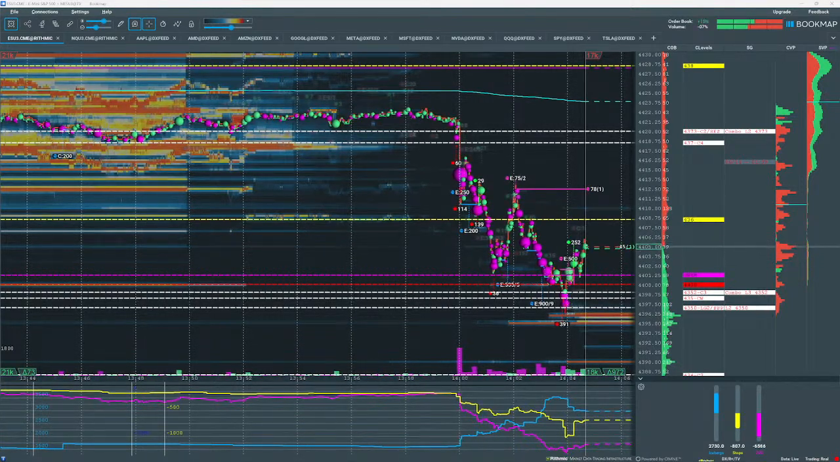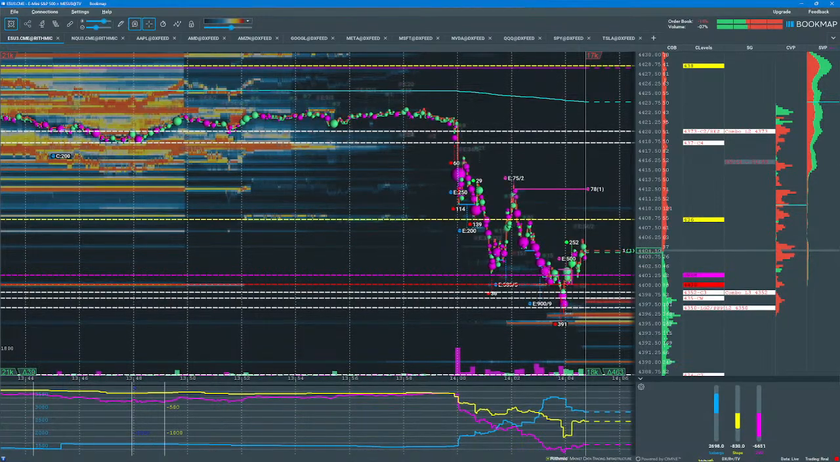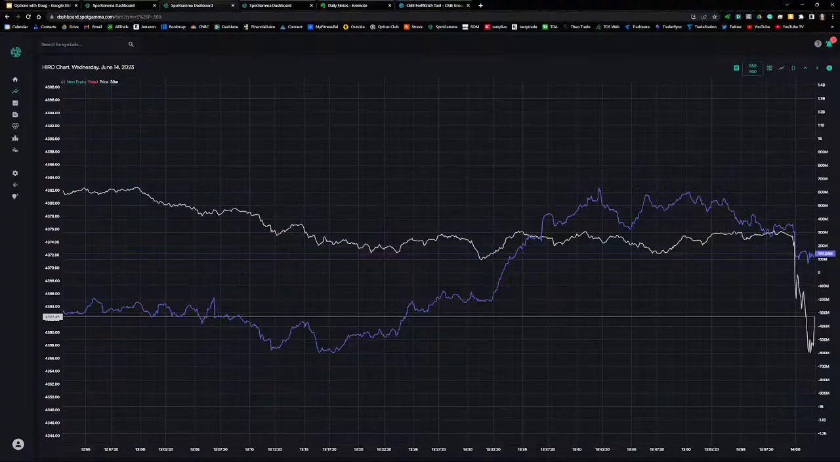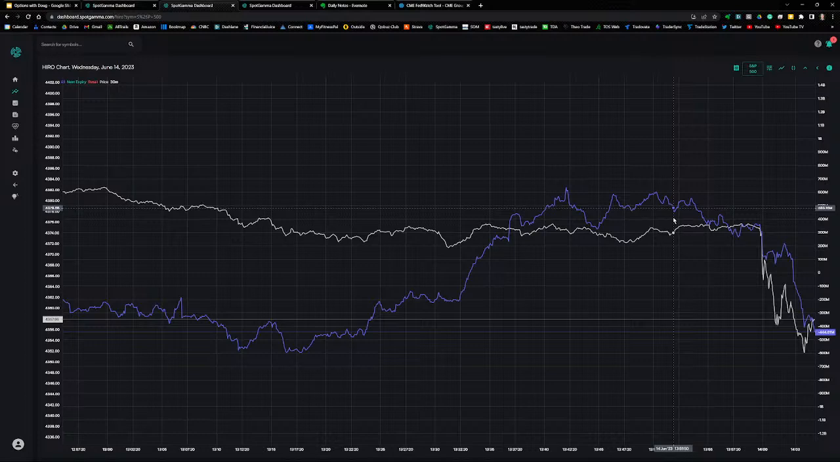Let's see what options traders are doing. So they continue to take negative delta positions, shown by the falling purple line.